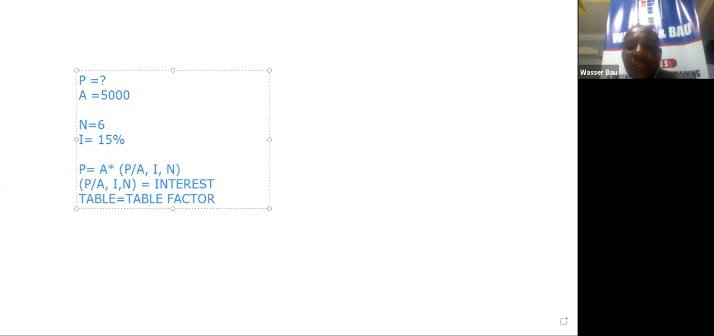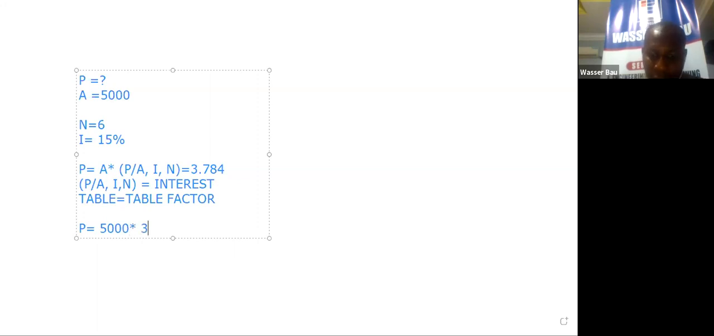So the interest table says 3.784. And I go back to my right board. Okay, so it means that the table factor is 3.784. So the present worth, or the minimum amount of money that the company can invest, would be: the A is 5,000 and the table factor is 3.784.